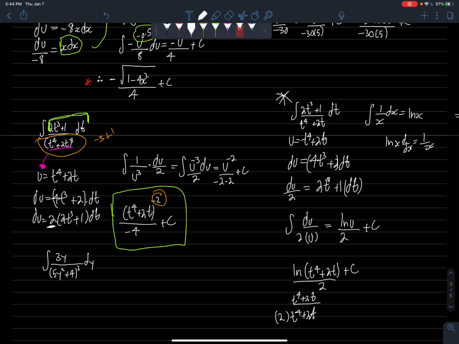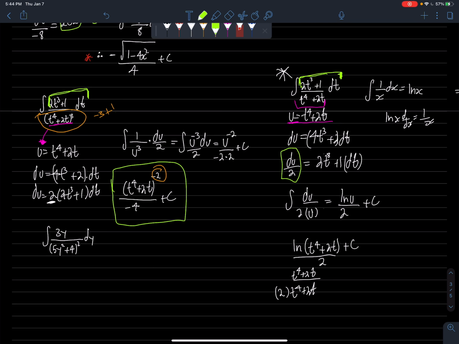So knowing that and knowing our previous example, we're going to pick u to be t to the 4 plus 2t again, right? This is what we're looking for: in the derivative of the u function, we need this. Do we have that? Yes, we do. So here, du over 2 is equal to 2t cubed plus 1 times dt, right?